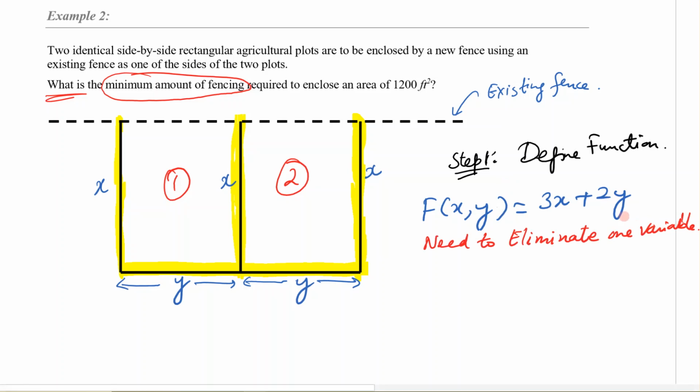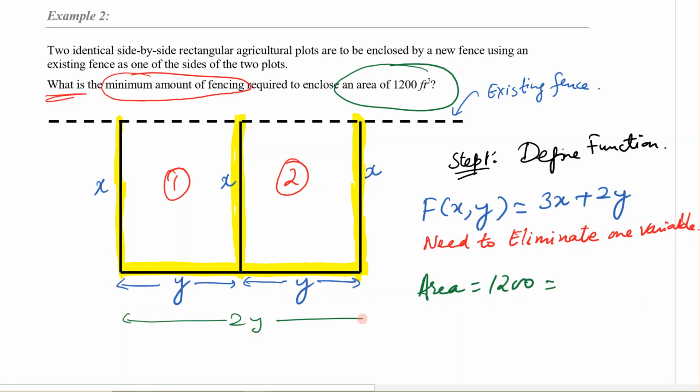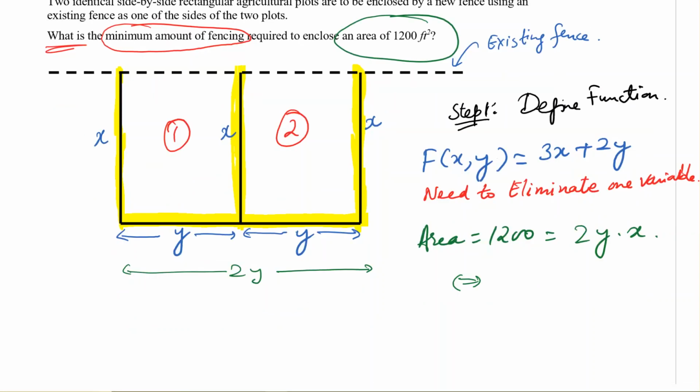In order to eliminate one of the variables, we're going to use the other piece of information that we know. We know that it encloses an area of 1200 square feet. So area is 1200. What is the area of this rectangle? The dimensions are 2y and x, so area would be 2y times x. From here we get y is equal to 1200 over 2x, so y is equal to 600 over x.